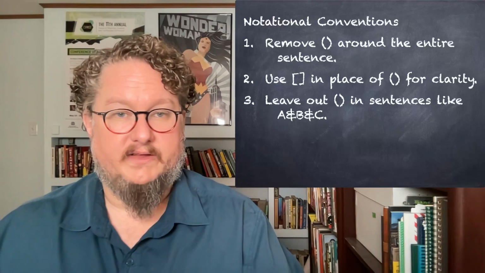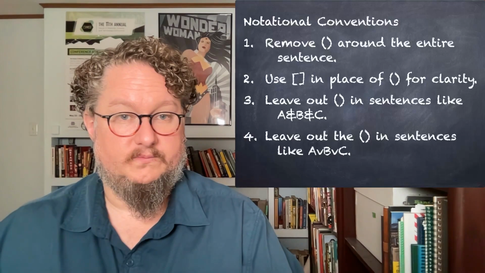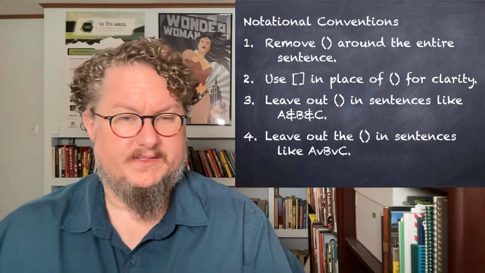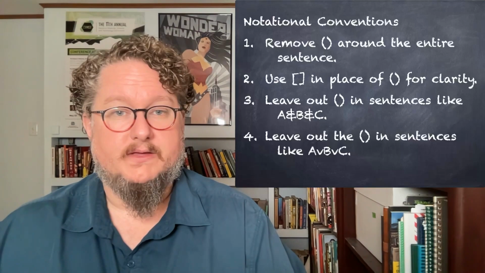We'll also say you can leave the parentheses out in sentences like A and B and C, where it's a bunch of conjunctions in a row, or when you have a bunch of disjunctions in a row. Why? Because the order you apply it doesn't really matter, right? You can think of it like addition and multiplication. If you have a bunch of multiplications or additions in a row, as long as you don't have anything else going on, it doesn't really matter what order you do them in. It works like this in SL too, with conjunction and disjunction.